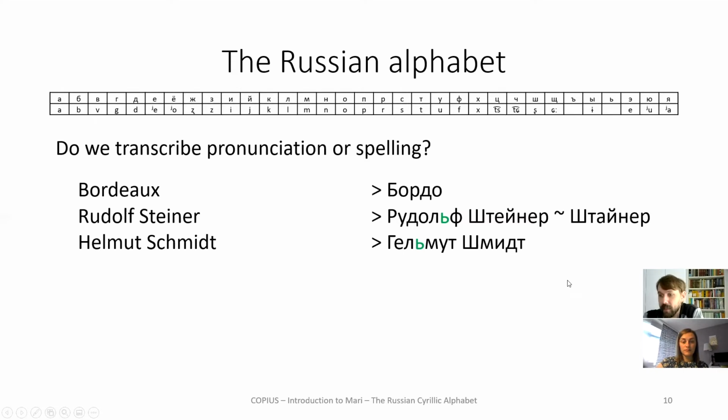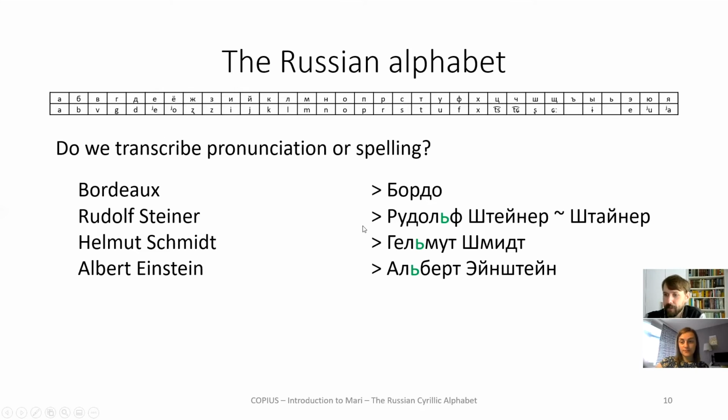That's consistent with Russian pronunciation rules. So you do find minor deviations from this general rule that I said, that you transcribe the pronunciation. A few more examples. If we have Albert Einstein, he becomes Albert Einstein.